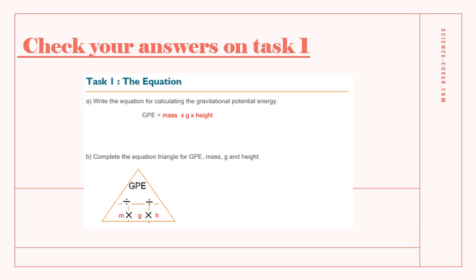Let's check our answers to task 1. Gravitational potential energy is the mass times g times height, where g is equal to 9.81 here on Earth. Complete the equation triangle for GPE, mass, g and height. So GPE on the top of the equation is given, so you had to put mass, gravity and height along the bottom.